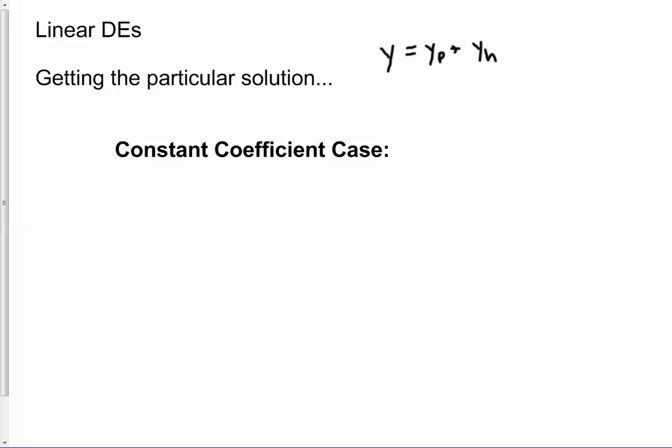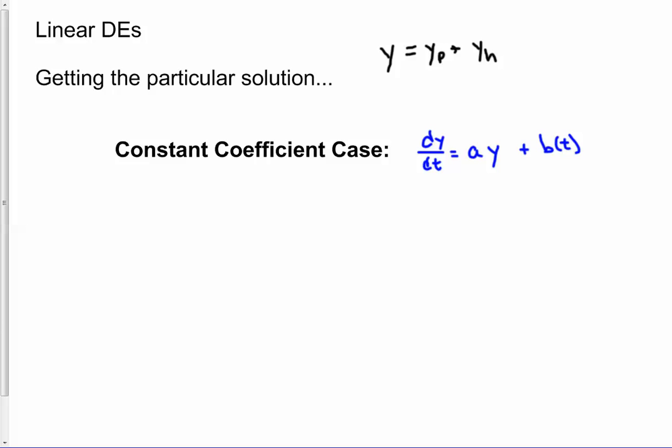Where does that come from? Where do you get that? Okay, so that's the issue here. And I'm going to give you a first strategy as far as that goes. There's a strategy that you can use when it's a constant coefficient case. So remember, that's dy/dt equals a constant times y, and then plus b of t.